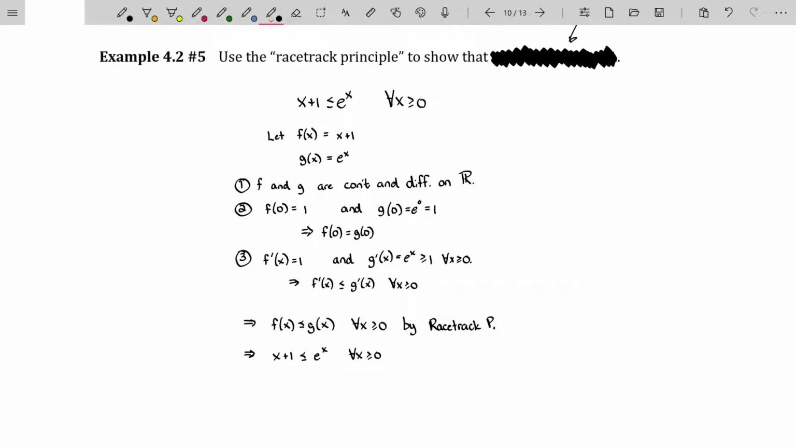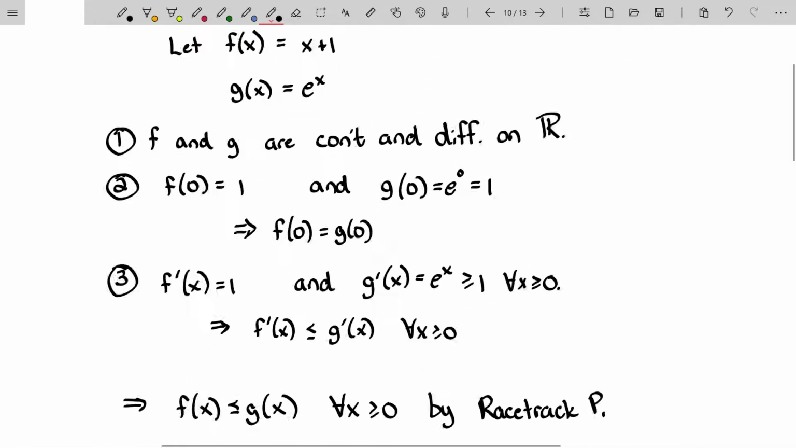The racetrack principle comes to the rescue. So I highly recommend you spend some time looking for problems involving the racetrack principle, inequalities of functions, and just try to prove it.